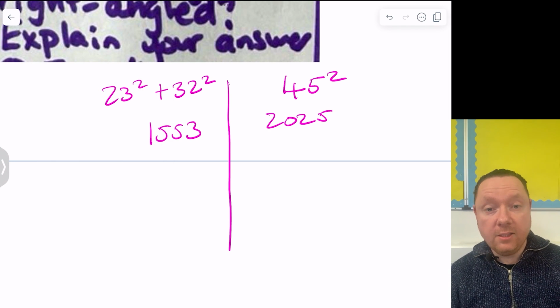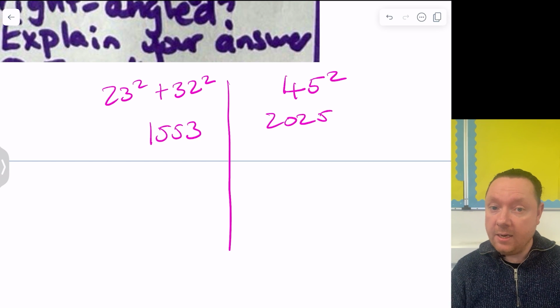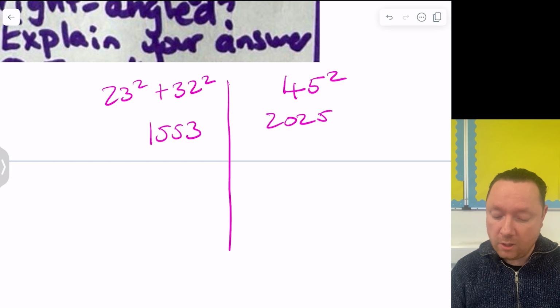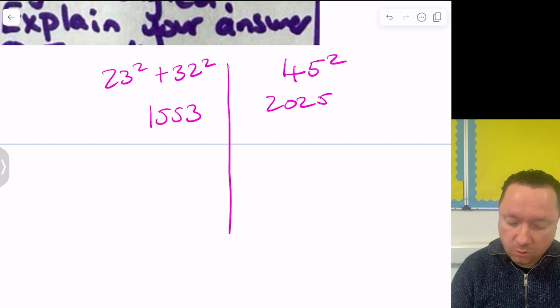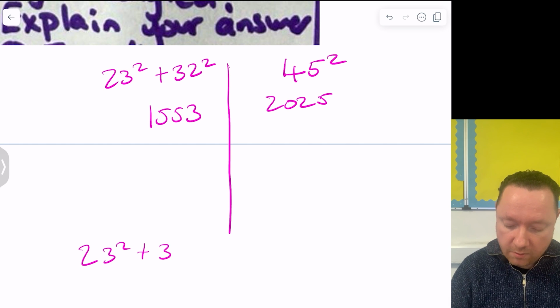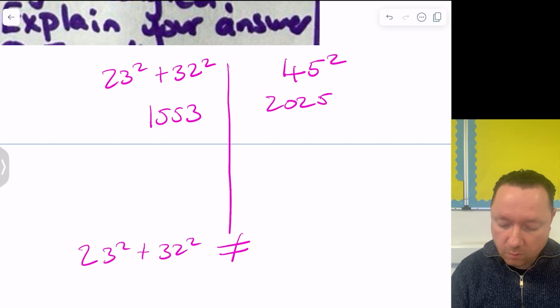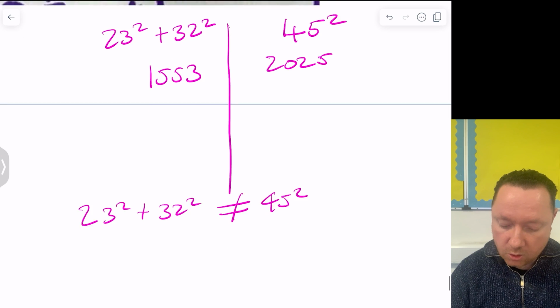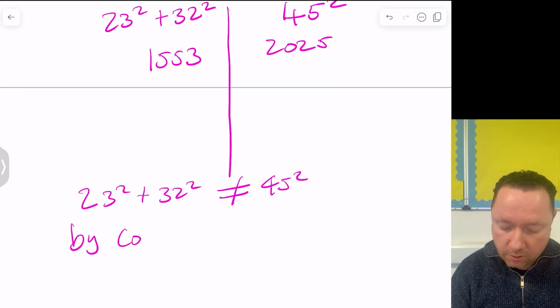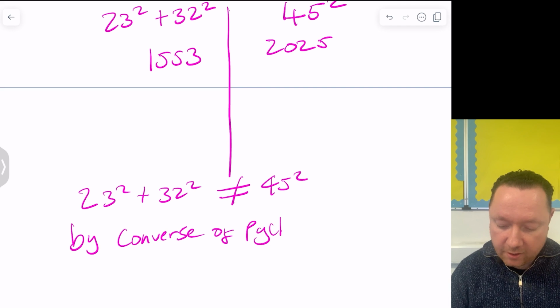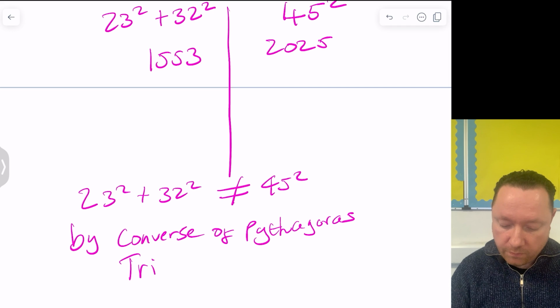So we get two different answers. If we've got the same answer, it'd be right angled. If we get different answers, it'd be not right angled. So we now just say that. Well, 23 squared plus 32 squared does not equal 45 squared. So by the converse of Pythagoras, or just by Pythagoras would be fine, the triangle is not right angled.